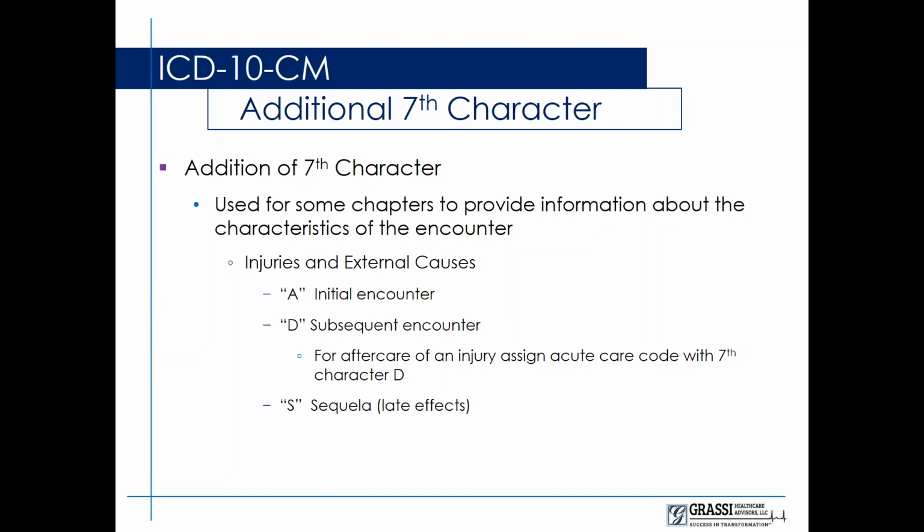So under the injury and external causes, the 7th character of A represents an initial encounter, D represents a subsequent encounter, and then S as a 7th character is sequela. However, as we know it, initial and subsequent is not how the definition of this is represented. Next slide.